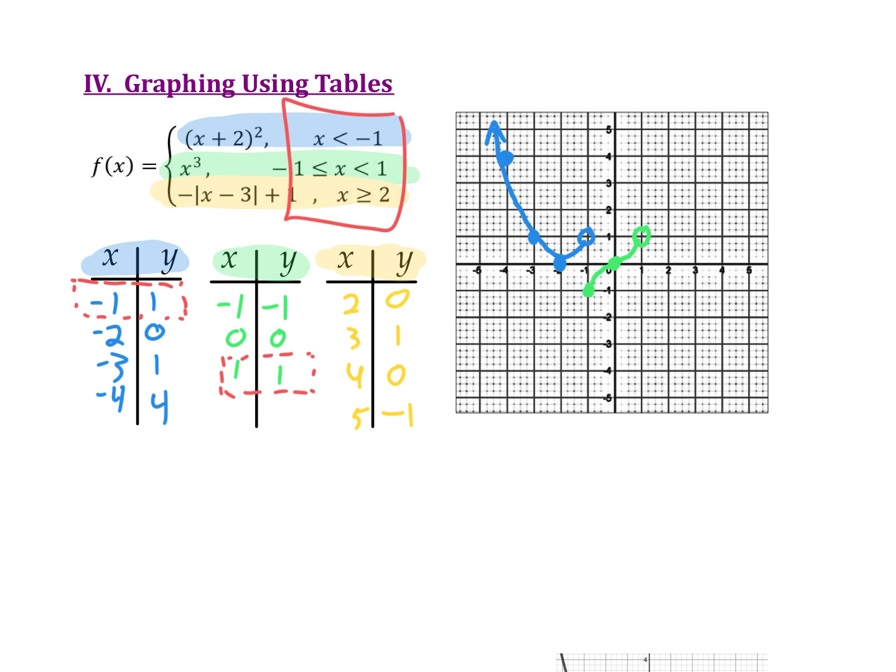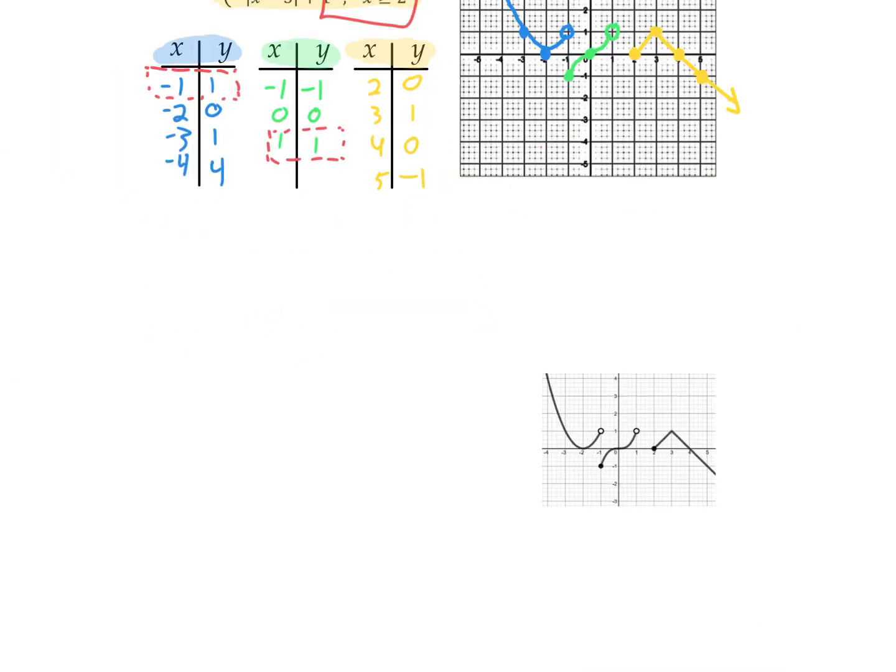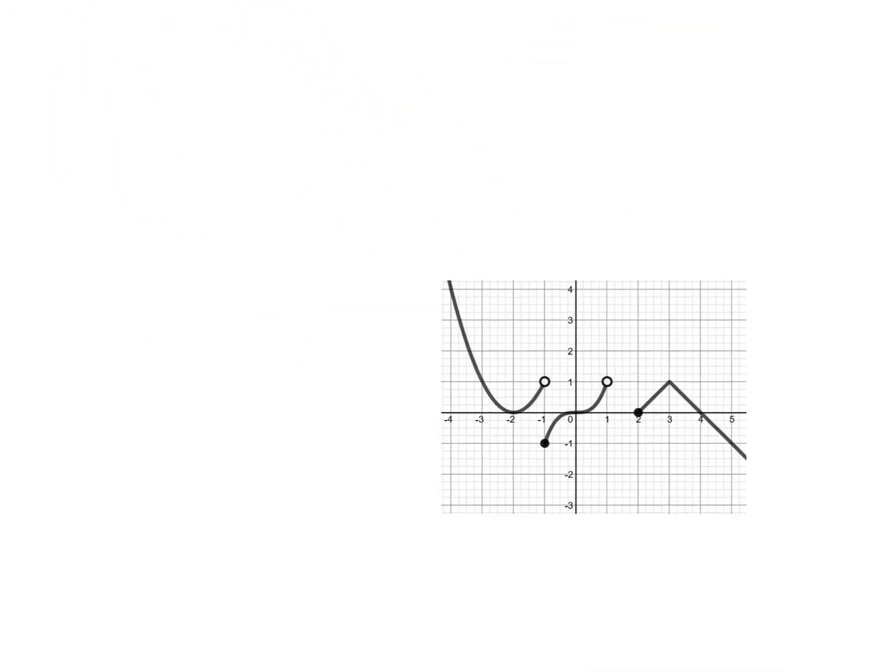And then lastly, our upside down absolute value function. We have 2 comma 0, 3 comma 1, 4 comma 0, 5 comma negative 1. That's what that function would look like, and holy smokes, wouldn't you know it, that's what we had there.